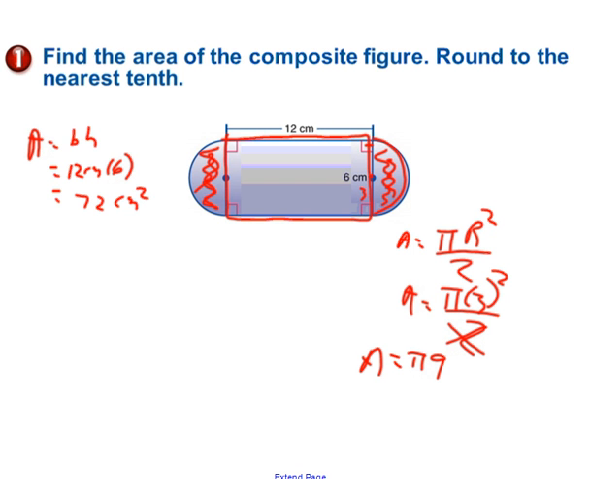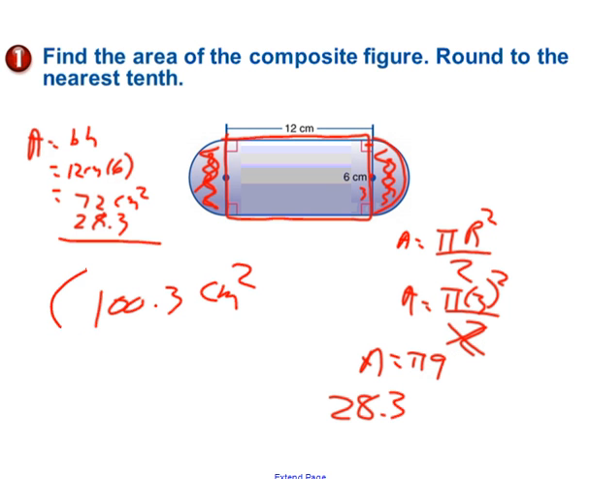And if I look at pi times 9 on my calculator, I get 28.27. So it becomes 28.3 plus the 72. So 28 plus 72 comes out to be 100.3. The area of this then is 100.3 centimeters squared of that shape. And I did it by finding the area of these two half circles plus the area of the rectangle.